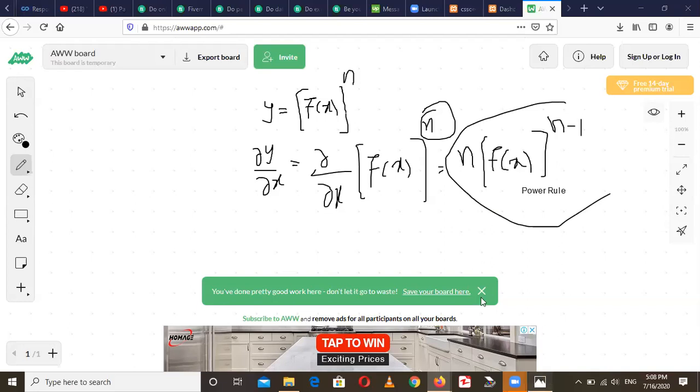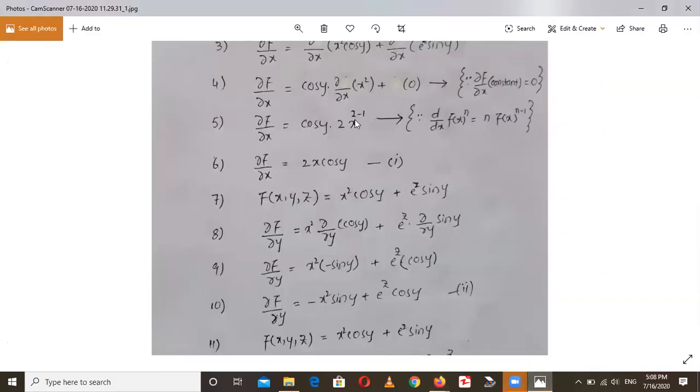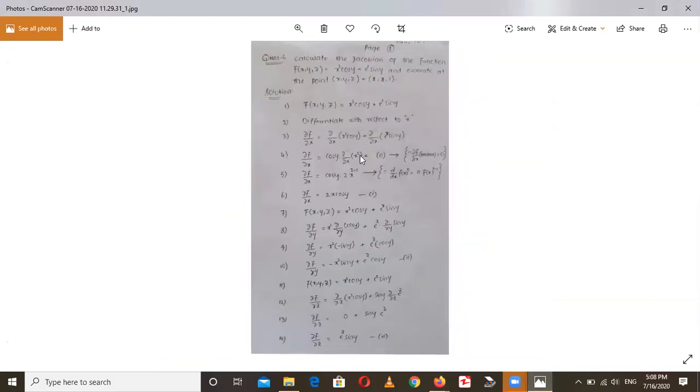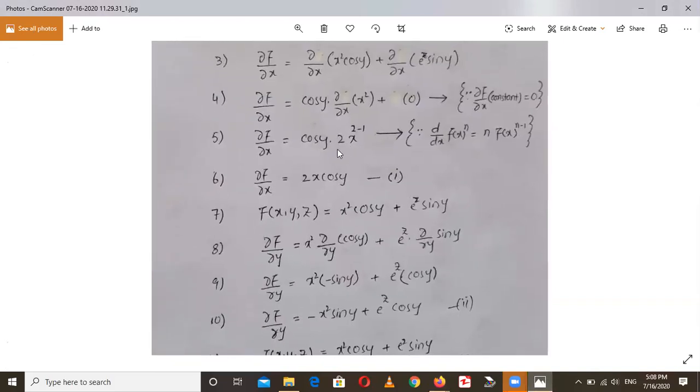So what I actually did here is apply this formula. In step number 5, I apply this formula, this 2, this 2.